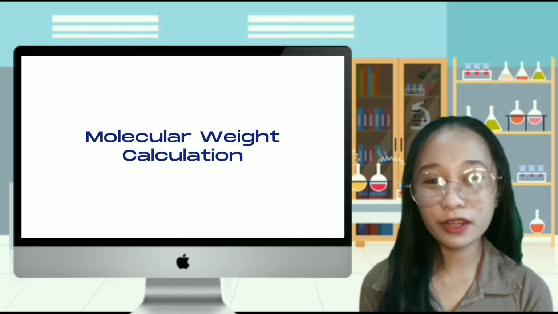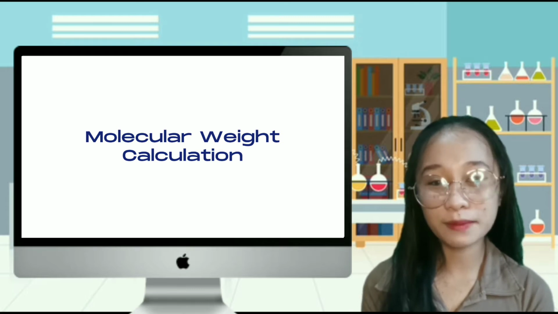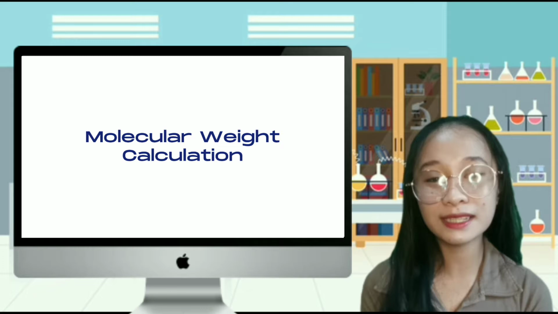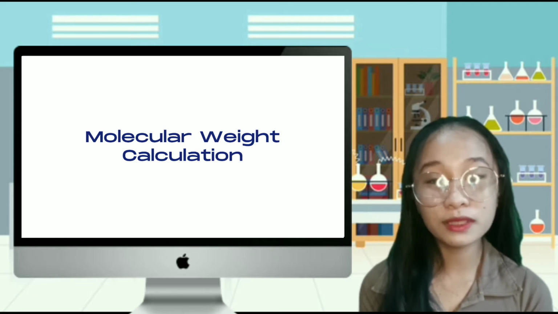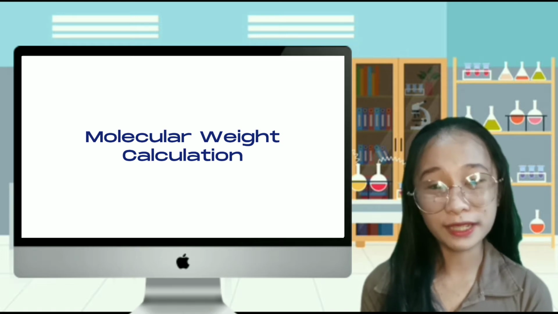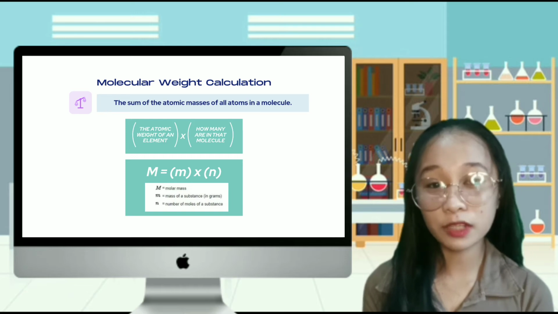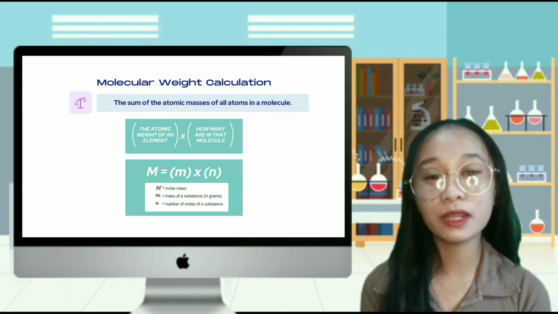When the topic is the molecular weight, molar mass always comes in, and it's okay because they are really similar to each other. The only difference between the two is the unit that we're going to use. So what is molecular weight computation? It is the sum of the atomic masses of all atoms in a molecule.